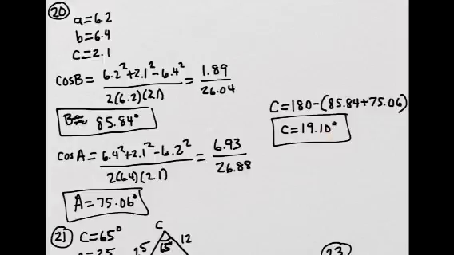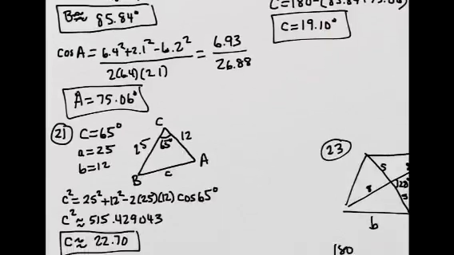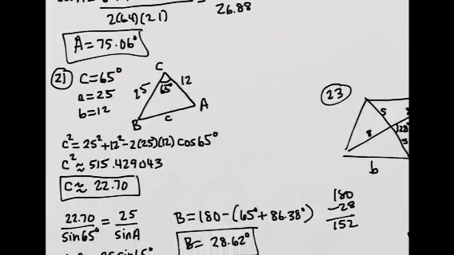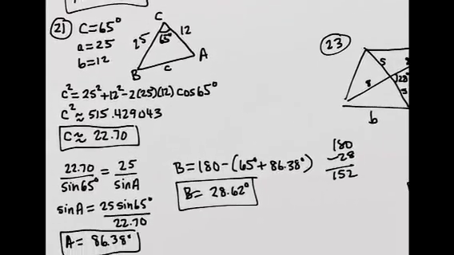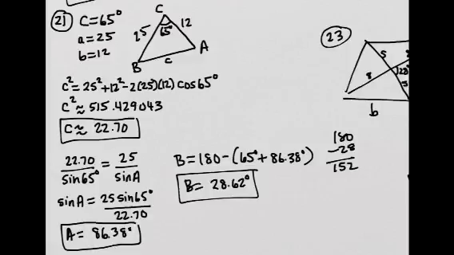the third angle. Okay, for number 21, this is now a side angle side. So here's the, just move it up a little bit more. Here's the setup. I sketched it just to have a visual of the triangle. You find side C first, okay, and again just plug it into the calculator just like you see it, and you get this, and then you take the square root and you get this.